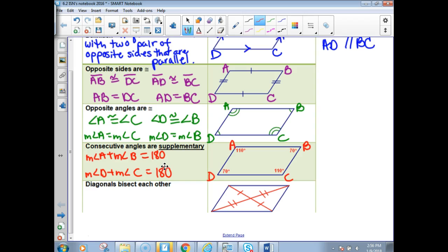But we have two more pairs of consecutive angles. What other angles would also be supplementary? You can go across and you can go this way too. So angle A plus angle D. The measure of angle A plus the measure of angle D is also 180. And down and up on the other side, the measure of angle B plus the measure of angle C is also 180. So you can go in any direction. One angle after the next will add up to 180.